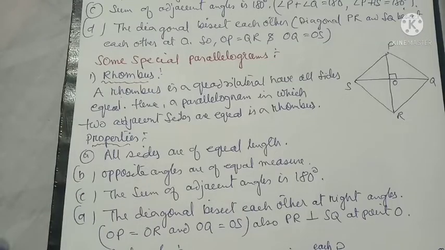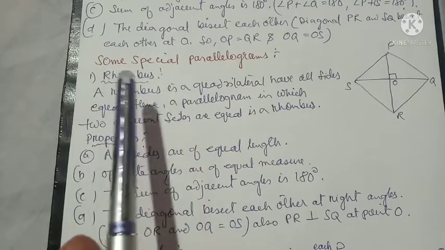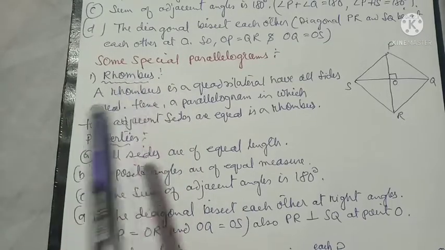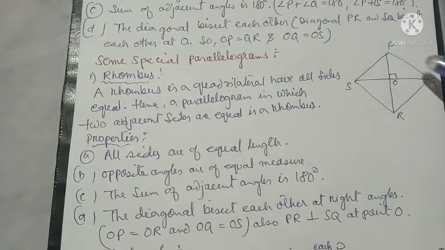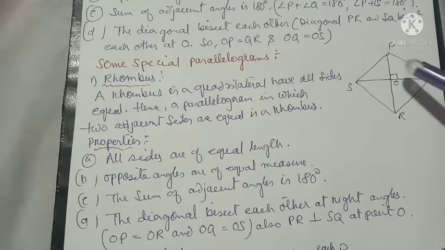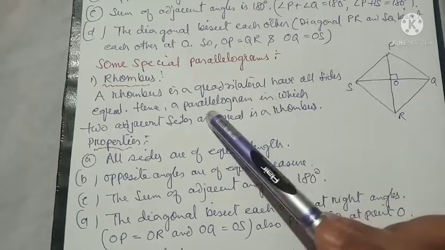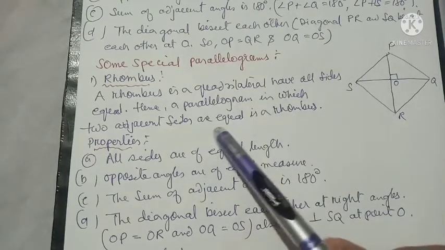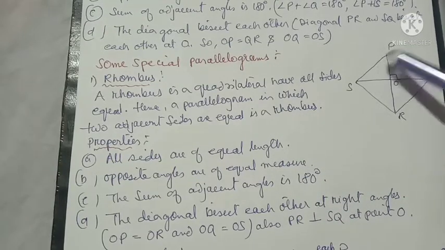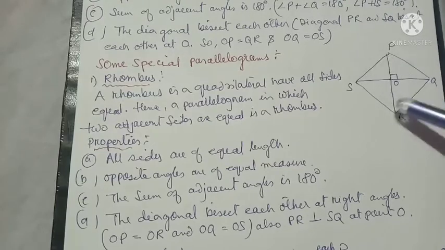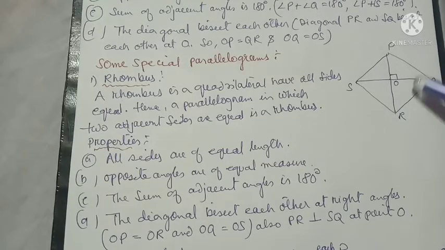Some special parallelograms. The first one is the rhombus. A rhombus is a quadrilateral that has all sides equal. In a rhombus, all the sides of the figure are equal. A parallelogram in which two adjacent sides are equal is a rhombus. That is why this one and this one, two adjacent sides, if they are equal, then it is a rhombus.